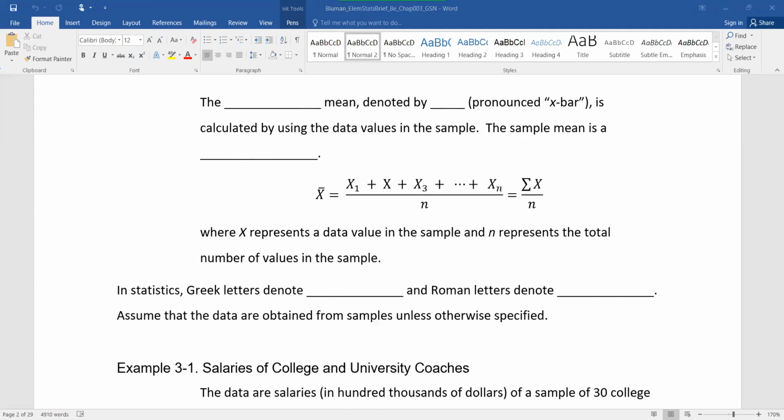All right, the sample mean is denoted by an X bar, which is basically just an X with a line above it. So if you see a mu, you're talking about population mean, which is the actual mean. If you see an X with a line above it, you're talking about the sample mean. So you're taking whatever the sample of the population and finding that average.